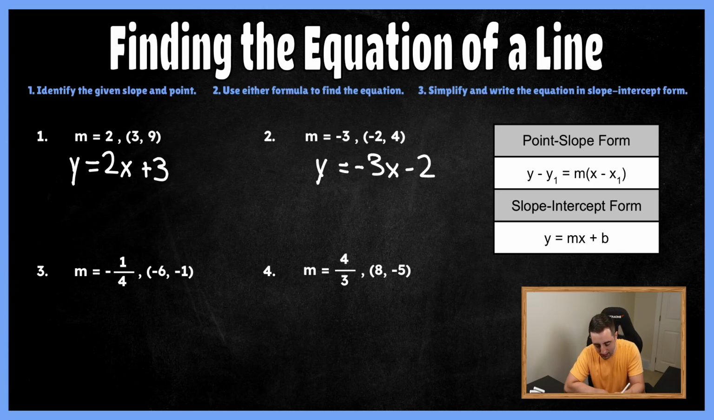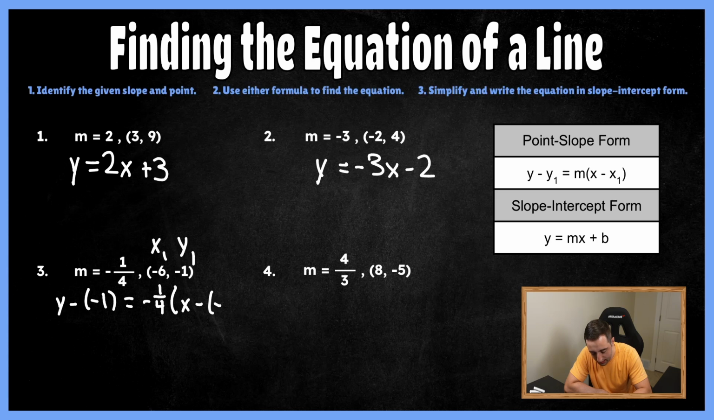So let's go ahead and jump down to number 3. We have a slope of negative 1/4, and then our ordered pair, this will be x1, y1, and let's plug it into point slope form. So we have y minus y1, which is negative 1, equals m is negative 1/4, parenthesis x minus negative 6. And you're going to notice here that we are going to have to change subtracting a negative to addition in both spots. So this will be y plus 1, and this will be x plus 6.